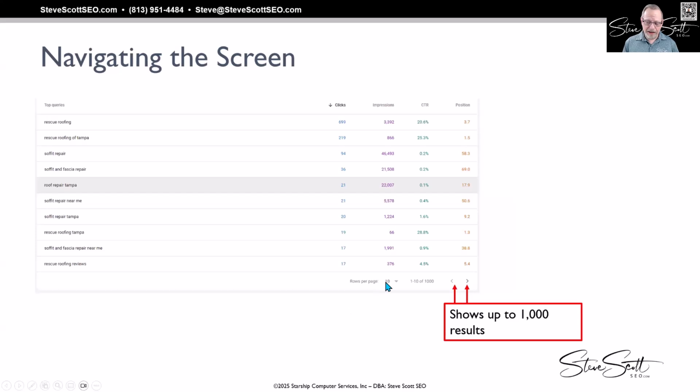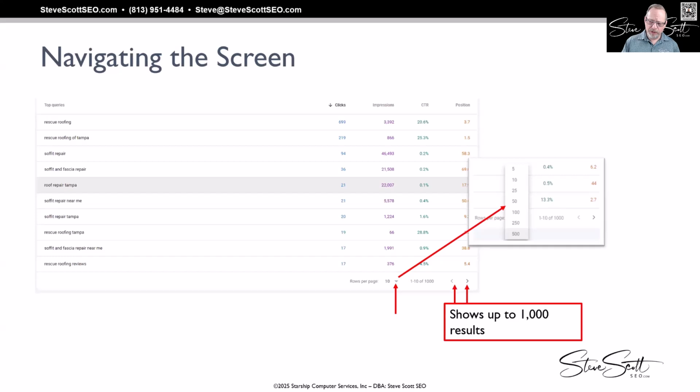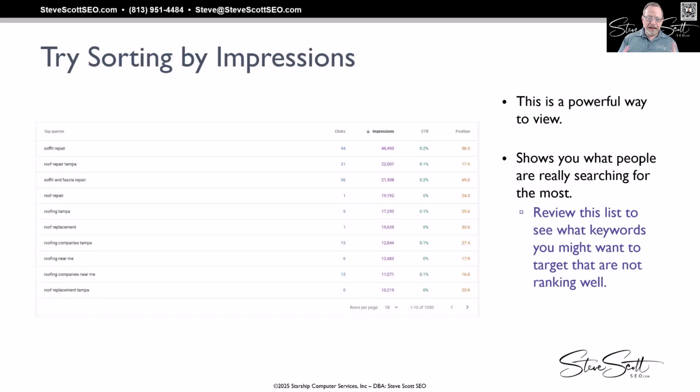Currently, we've got 10 rows per page. But if you click that little arrow there, it'll pop open a little box where you can pick 50, 100, 250, even 500 rows per page. So you can look at more all at once rather than going 10, 10, 10, 10, things like that. Then what I like to do is sort by impressions, right?